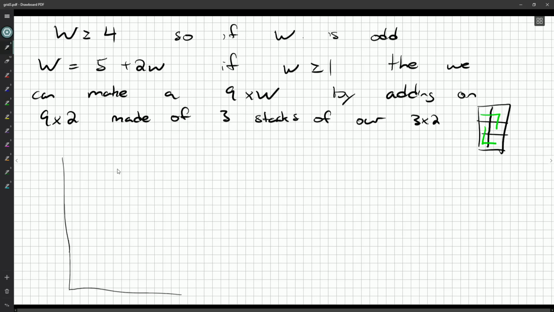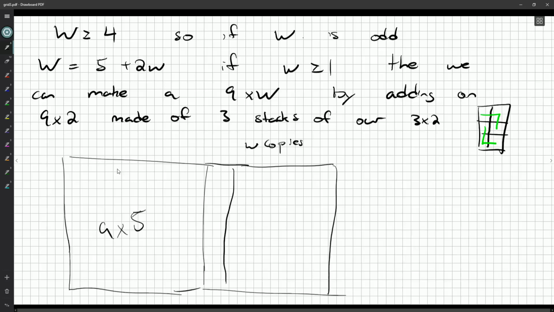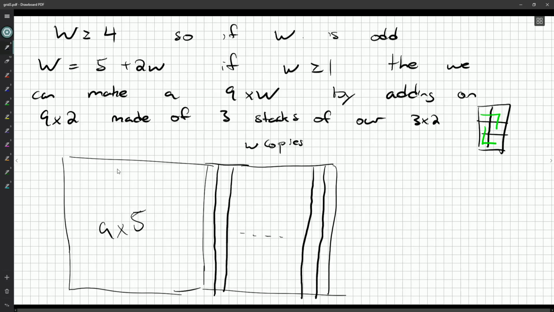So we get our 9 by 5 that we know we can do. And then we'd have W copies. It's very hard to draw straight lines freehand. 1, 2, 3, 4, 5, 6, 7, 8. 1, 2, 3, 4, 5, 6, 7, 8. I'll have 1, 2, 3, 1, 2. Switch it over to red. And down to green. So now I can do 9 by any odd.